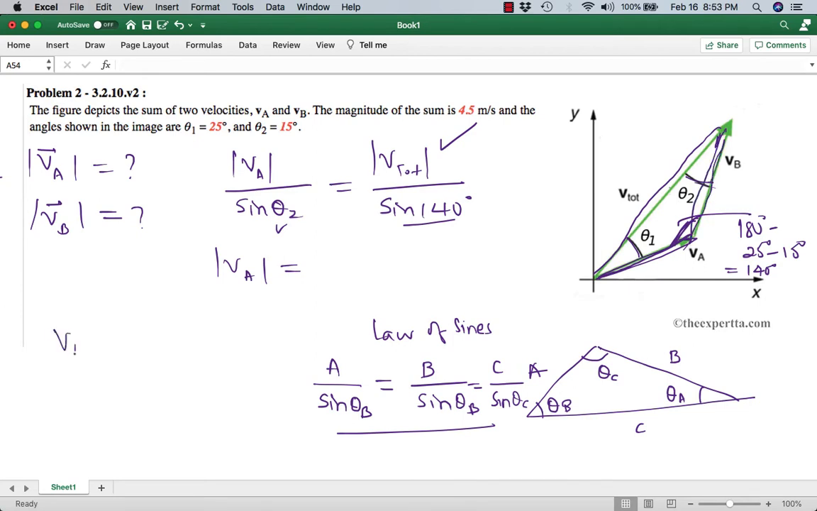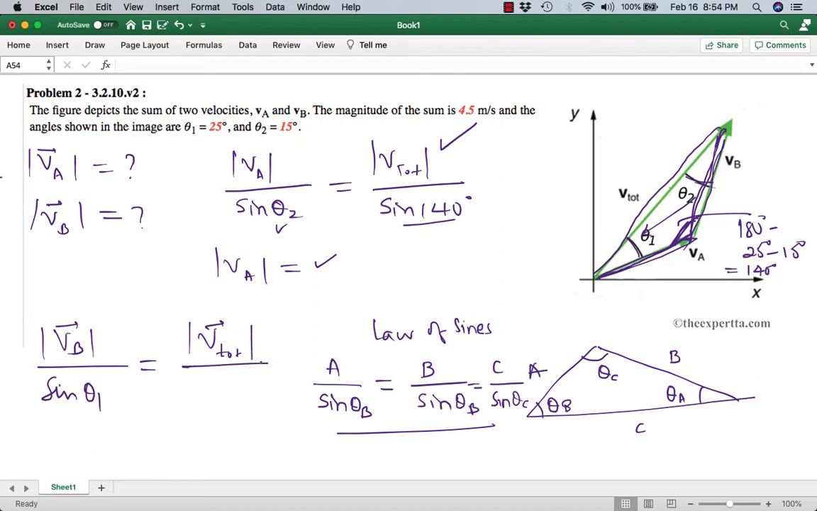So VB, and then sine of the angle opposite to this side. So this is VB, and the angle opposite to that is this angle, theta 1. So theta 1 is equal to, now again you can either use VA because here we already found VA, or you can just use the given vector, which is V total.